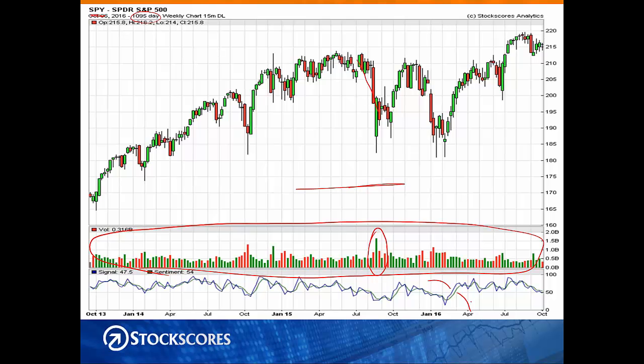Position trades are longer term trades, the kind of thing that you might put in your retirement portfolio. The general rule is you don't want to consider a stock unless it has a sentiment stock score, which is the green line, of greater than 60.